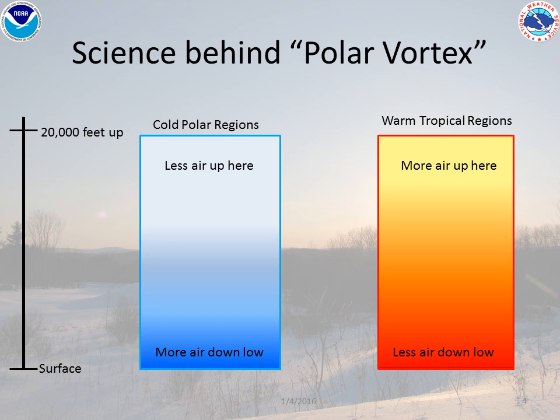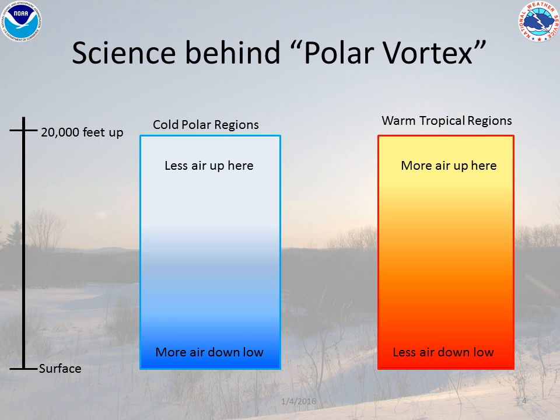So here's a little bit of science behind the polar vortex. In the cold polar regions, like I said, cold air is much more dense, it's heavier, so more of it is down lower in the atmosphere near the Earth's surface. There's less air up at the middle and upper altitudes of the troposphere, like around 20,000 feet or so. In the warm tropical regions, the air is less dense, so the air tends to rise higher in the atmosphere, and you have more air in the warmer tropical regions at 20,000 feet.